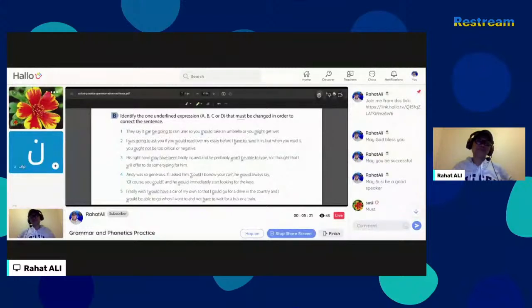They say it can... No, we don't say it can rain, remember, Susie? It may rain. Possibility. May be going to rain, you mean? Oh, yes, yes, teacher. It may be going to rain. Okay, A is the incorrect sentence. That's right. Very good. They say it may be going to rain later, so you should take an umbrella or you might get wet.